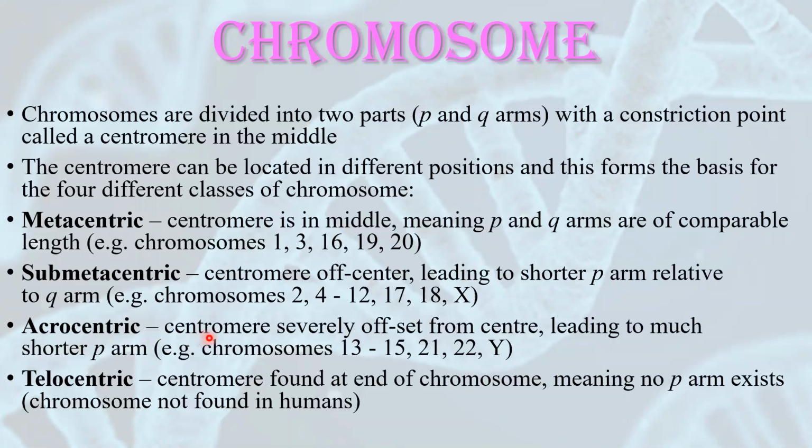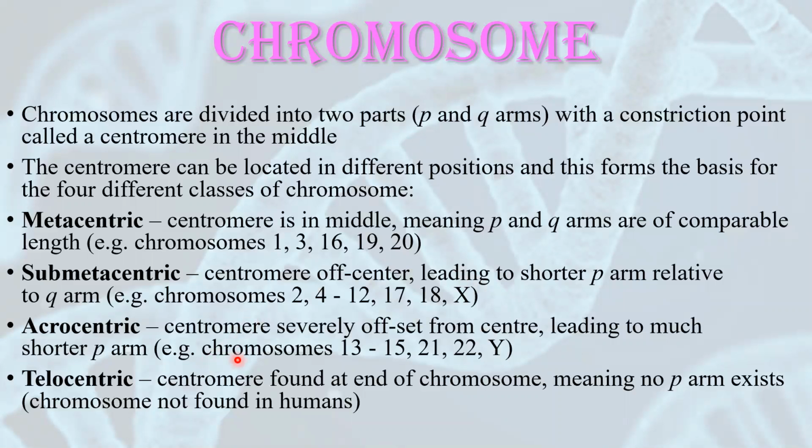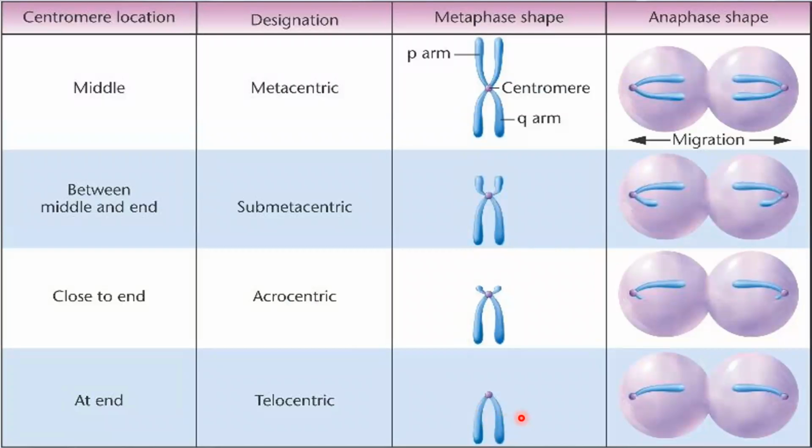Third type is acrocentric, in which the centromere is severely offset from the center, leading to a much shorter P arm. Chromosome number 13, 14, 15, 21, 22, and the Y chromosome. See, this is acrocentric. P arm is very short. And last, telocentric. The centromeres are found at the end of the chromosome, meaning there is no P arm, and these chromosomes are not found in humans. You can see the structure.